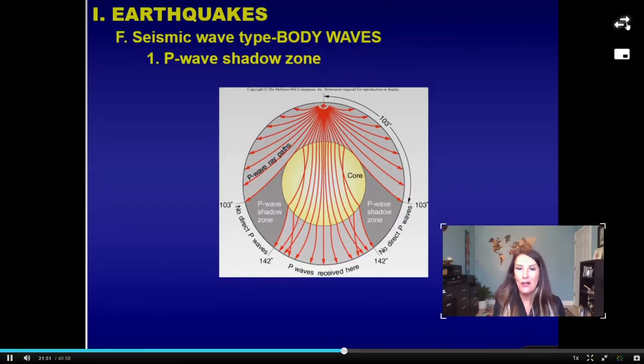Okay, so we said that P waves can travel through all different types of mediums. What this diagram is suggesting is that maybe there was an earthquake at the North Pole. There's a large magnitude event that happened, and it's showing you how the waves move away from that energy. So there's a slight zone called a P wave shadow zone. We won't mention it too much in Geology 101, but just recognize that if you have a seismic station in either of these P wave shadow zones, it's not going to record the data. And that's just the way the waves are reflecting off of the outer core.